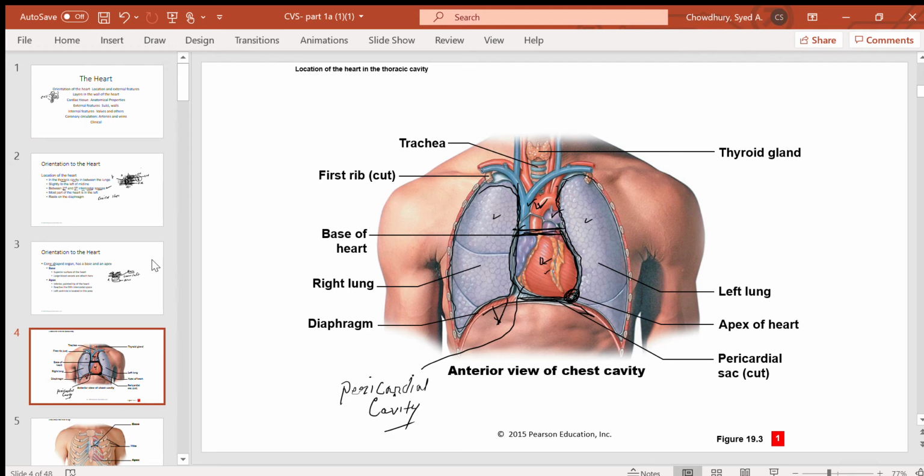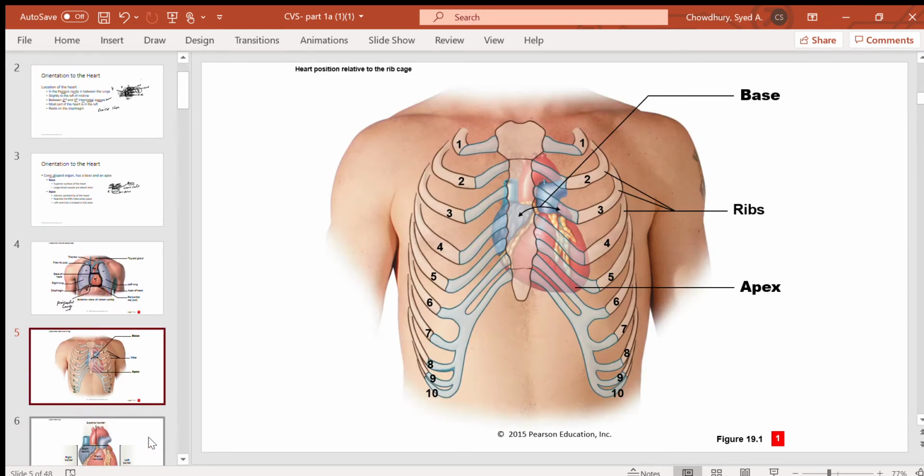So now we can say that heart is located in the lower mediastinum between two lungs or between two pleural cavities, and heart is inside the pericardial cavity, rests on the diaphragm. It has a lower left pointed part which is called the apex, and upper part where the large blood vessels are attached is the base. And it has four chambers. Upper two are the atria, lower two are the ventricles.